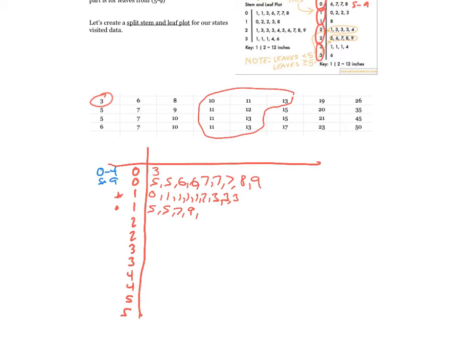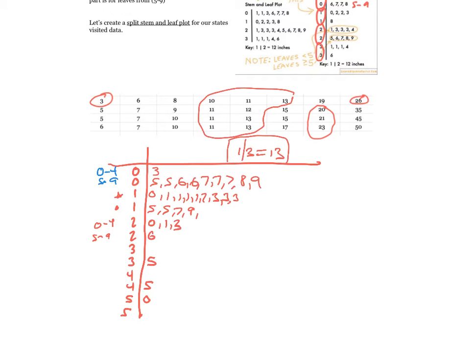And then for the 20s, there's 3 below, so they'd go on the first one, 20, 21, 23. And there's 1 above, so that would be 26. Remember, we're doing 0 to 4, and 5 to 9. For 30s, I have a 35, which would be in the second one. 45 would be the second one, and 50 would be the first one. Okay. Again, I would do a key, so maybe 1, 3 equals 13.